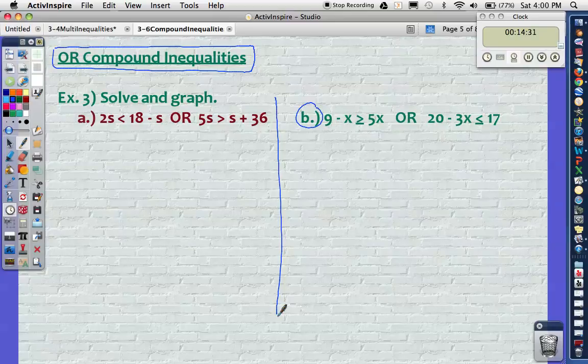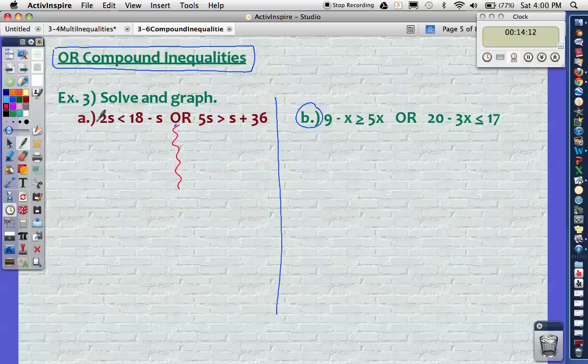When you're solving an OR inequality, guys, you can't glue these together. You cannot just have one inequality where you show me the steps on all 3 parts. You have to just solve each part separate. So we're going to have 2 pieces of work for this problem. Just focus on one at a time.